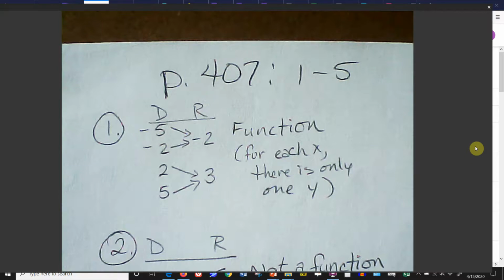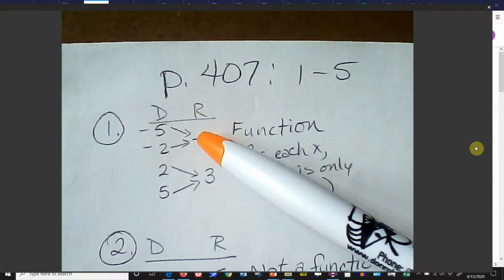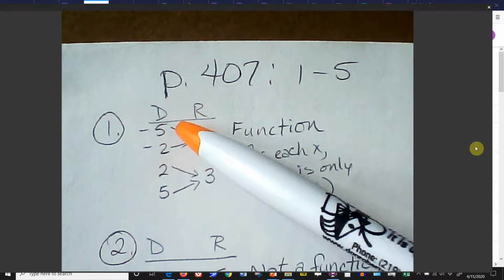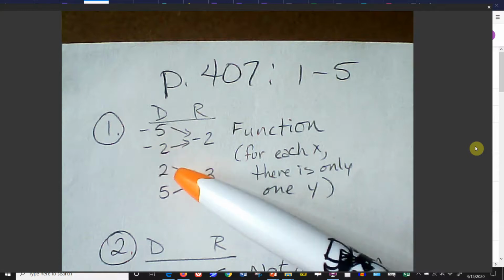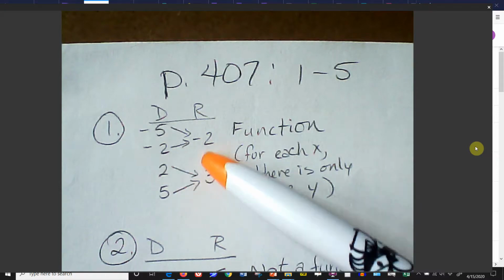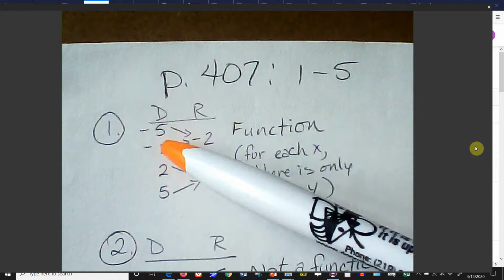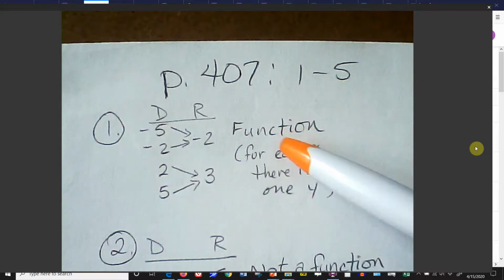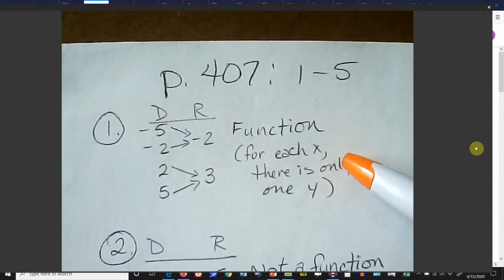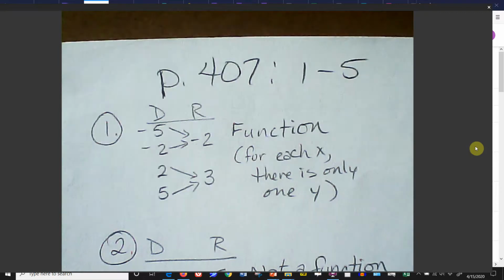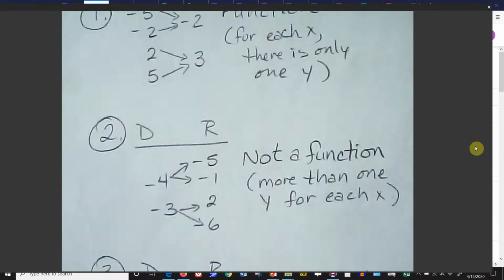So the first one started with -5, -2, 2, and 5. These guys both went to a -2. These guys both went to a +3, but that's not a problem because any x only went to one y. So it is a function because for every x value, there's only one y value. That one's a function. Contrast that with number 2.